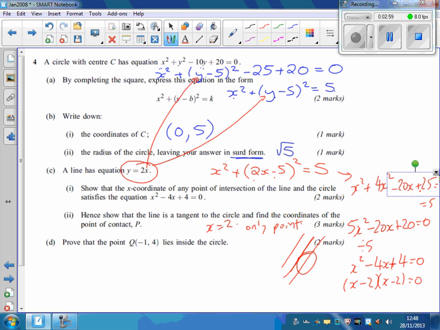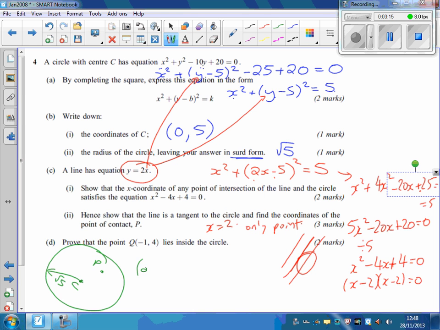Very last part just says prove that this is inside the circle. So here's the point C, and here's our big circle here. We know that the radius of this is root 5. So all we really want to do is find out how far apart C and P are.